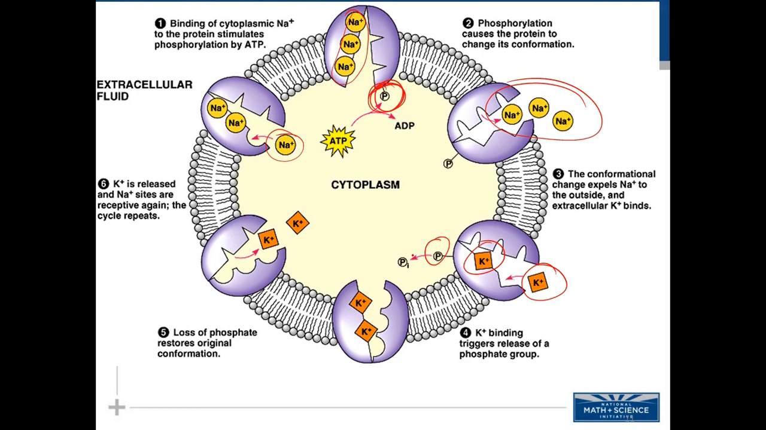So now it returns to shape number 1, and when it returns to shape number 1, that favors the potassium ions being removed, and now the whole process starts over again. And so it's like a little pump. The protein carrier is changing from conformation number 1 to conformation number 2.